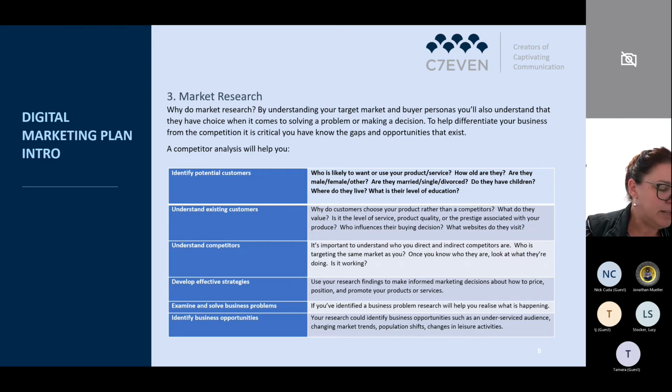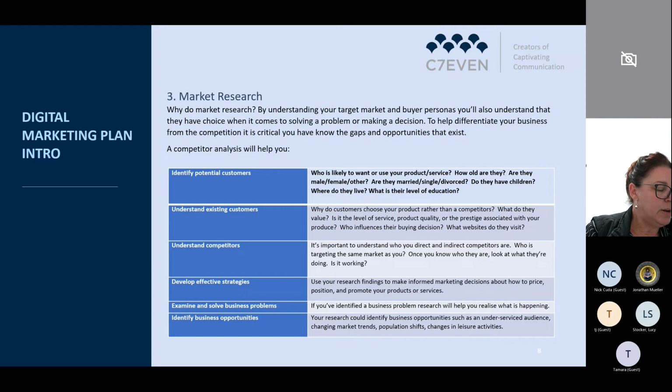So you want to identify potential customers. You want to know exactly who is it that's likely to want or use your products or services. And this is where we start to talk about demographics and some of those other details. So how old are they? Are they male, female? Are they married, single, divorced? How much money do they have to spend? Do they have children? Where do they live? What's their level of education? That sort of thing.